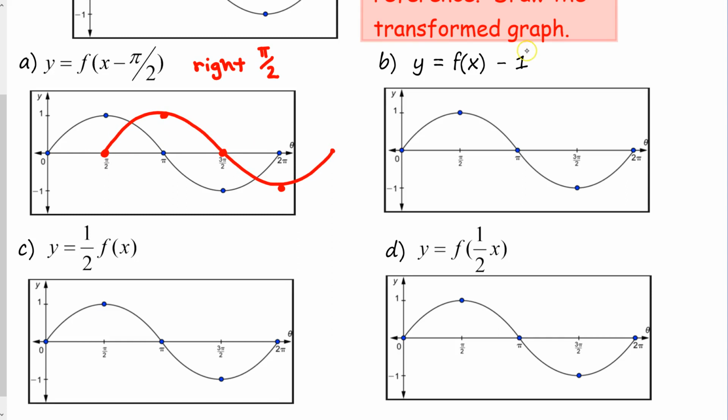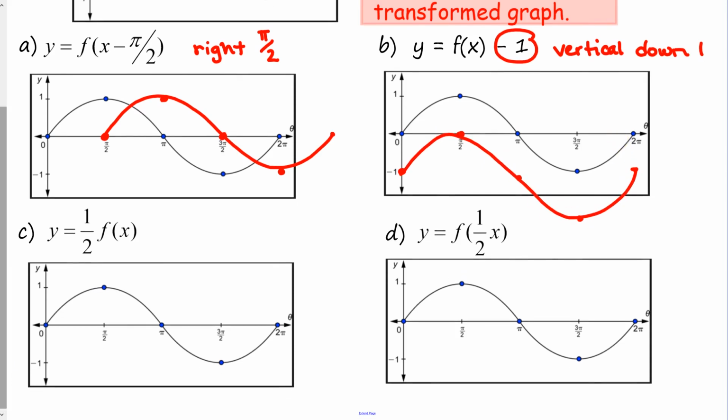Okay, part B, we're subtracting 1 outside of f of x, so that's going to be a vertical shift, down 1. Okay, so the point that was at a height of 0 is now at -1, and the point that was at a height of 1 is now at 0, and so on and so forth. The point that was at a height of -1 is now at a height of -2, and we can go ahead and connect those key points.